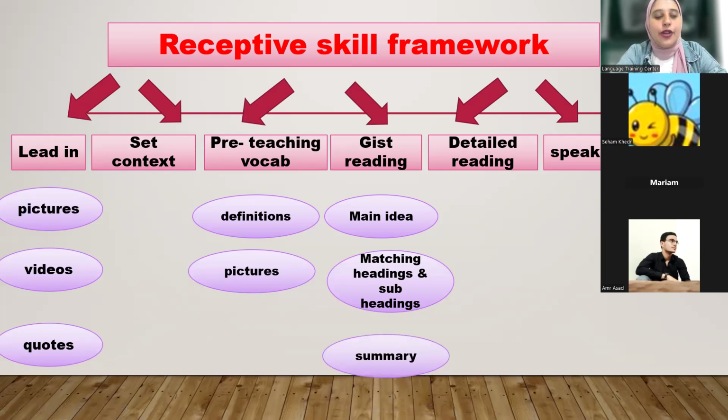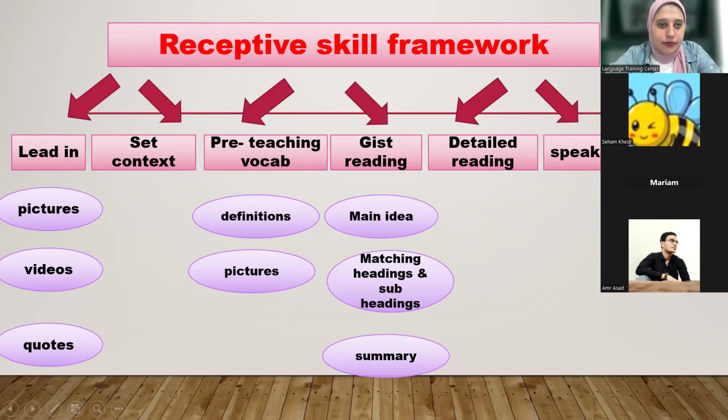And what about summary? Asking them to make a summary for the text. Yes, we can ask them to give you, like, 3 sentences about the topic, for example. Exactly. So what about reading for specific information? What kinds of questions can you provide?